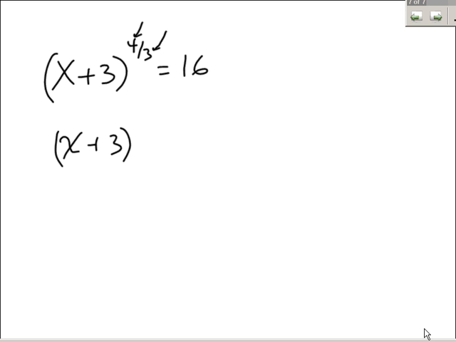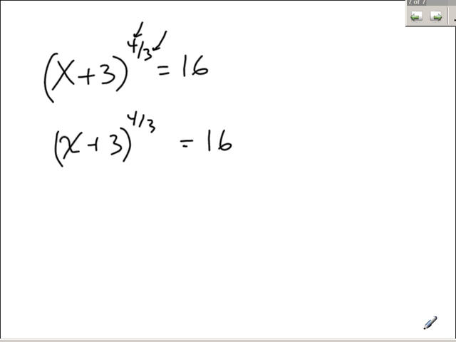So, how about x plus 3 to the 4/3 power is equal to 16? I mean, it's asking one number times itself 3 times and then multiply that answer by itself 4 times gives you 16. That's a bit complicated. It was so complicated that I'm pretty sure what I said wasn't even true.